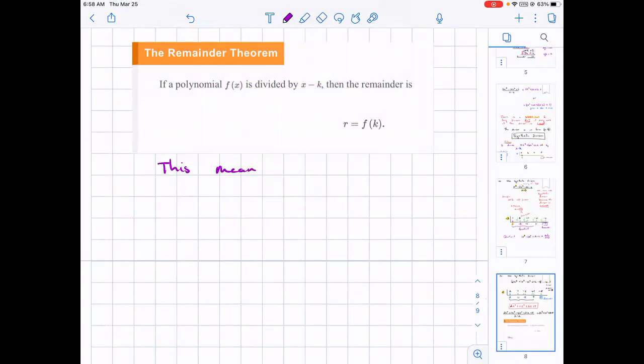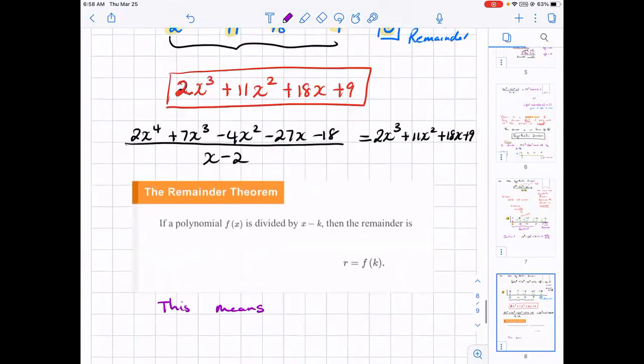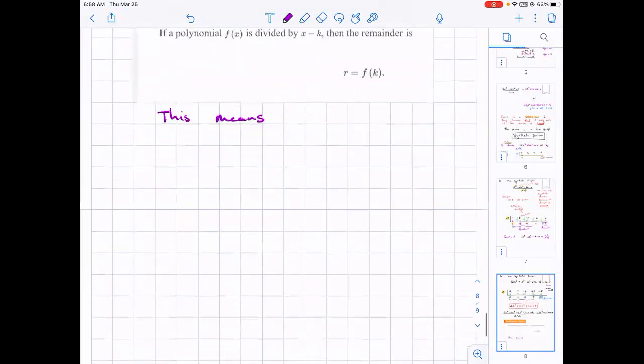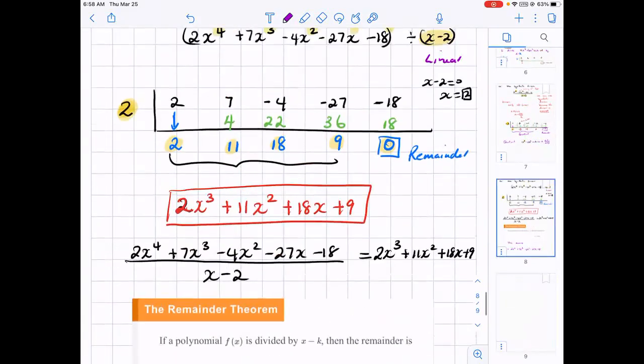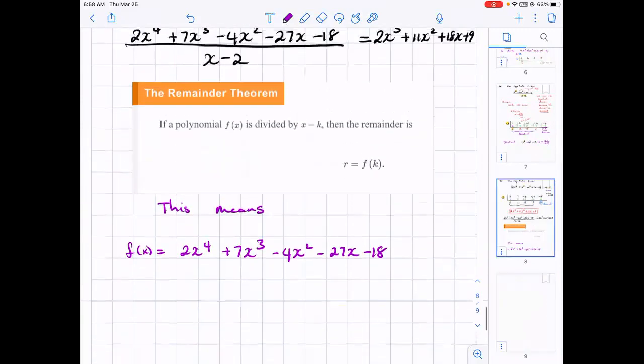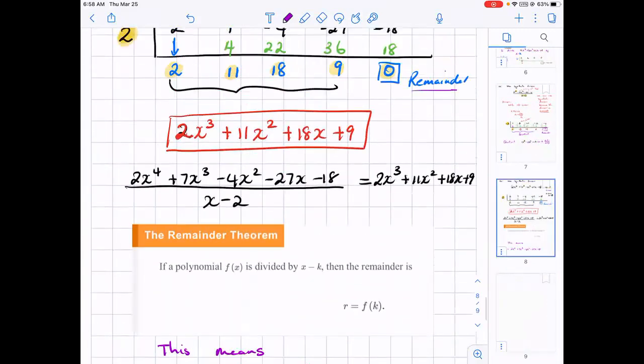if you have, in this problem, f of x is equal to 2x to the 4th plus 7x cubed minus 4x squared minus 27x minus 18, and we were dividing this by x minus 2, we did get a remainder of 0. The remainder here is 0.